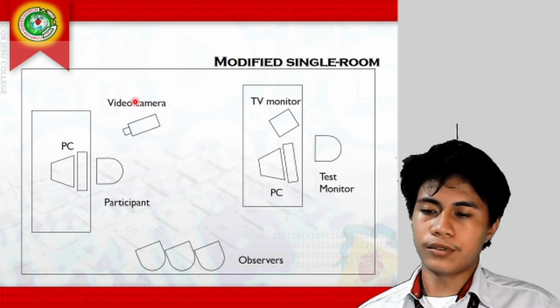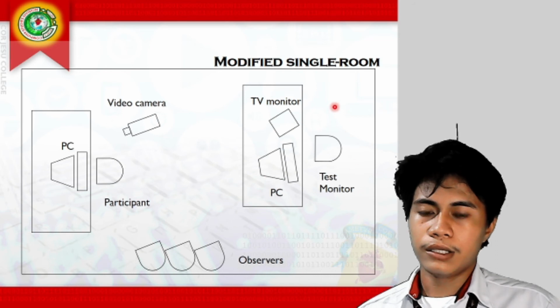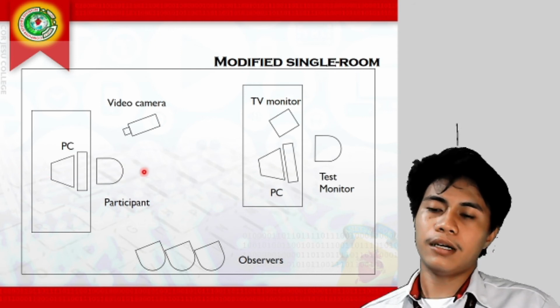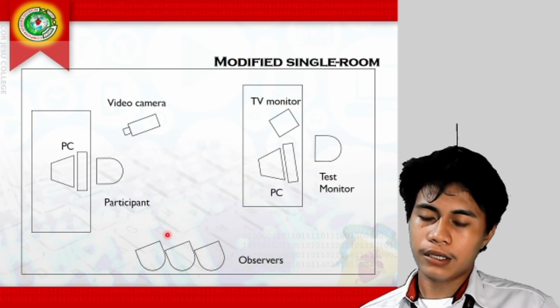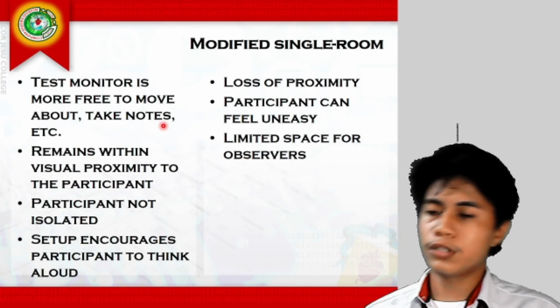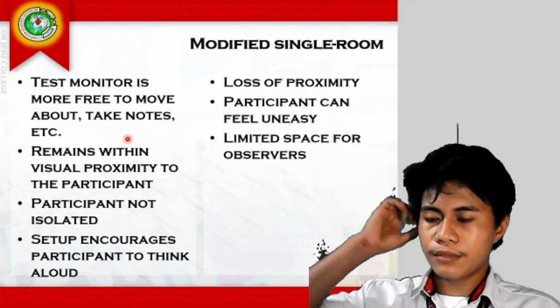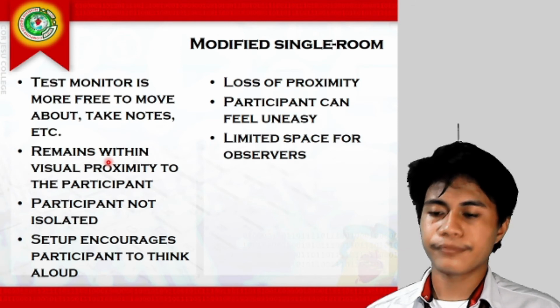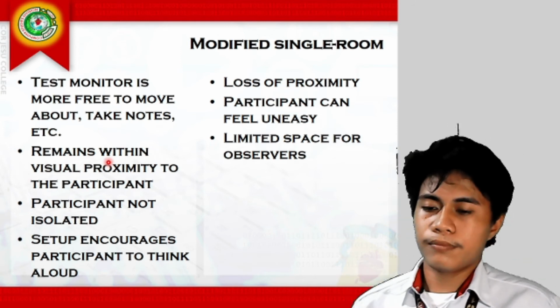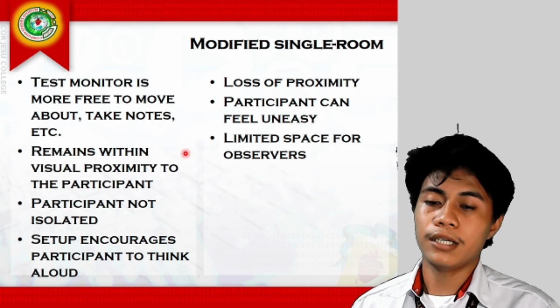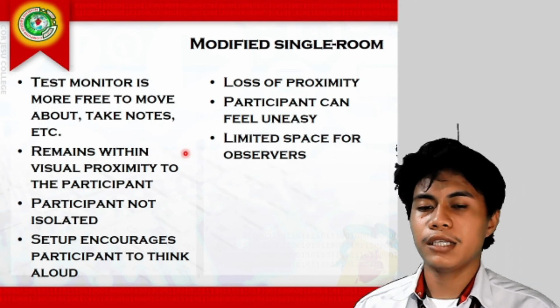Modified single room. The test monitor is here, and the video camera with the participant and the PC are here, and the observers are on the side. In the modified setup, the test monitor is more free to move about and take notes, and remains within visual proximity to the participant. The participant is not isolated, and the setup encourages the participant to think aloud. But with loss of proximity, the participant can feel uneasy, and there is limited space for observers.